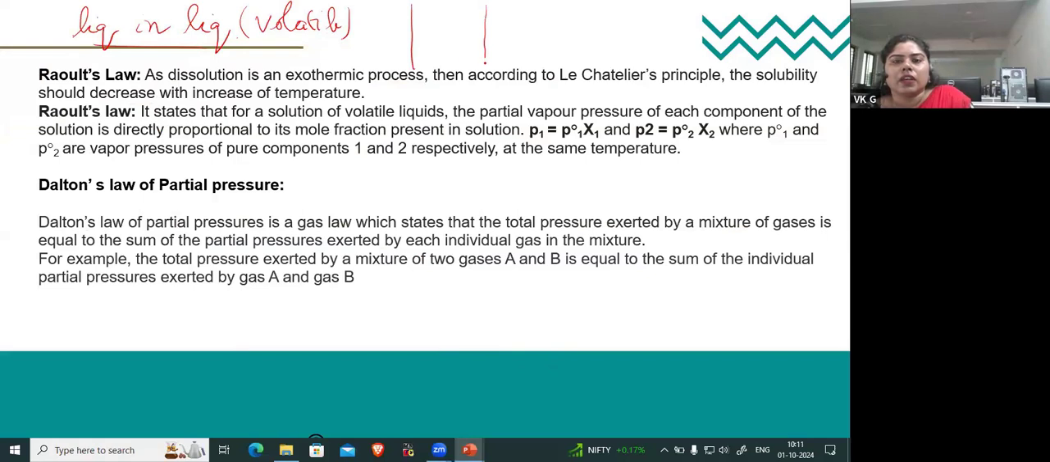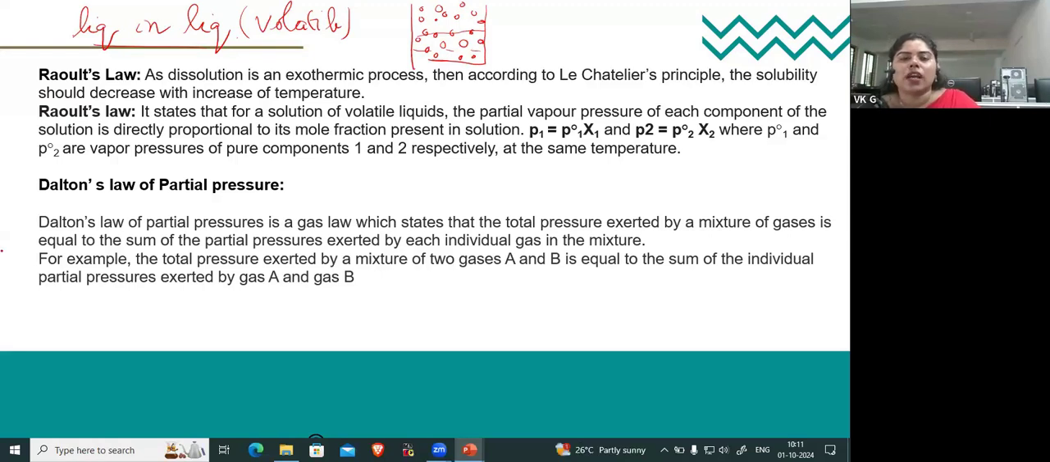Volatile means whichever liquid we take, imagine we have taken alcohol or acetone, they evaporate easily at room temperature. Evaporate means from the liquid state they change to the gaseous state. Such liquids we call volatile liquids. So for such liquids, what we apply is Raoult's law.